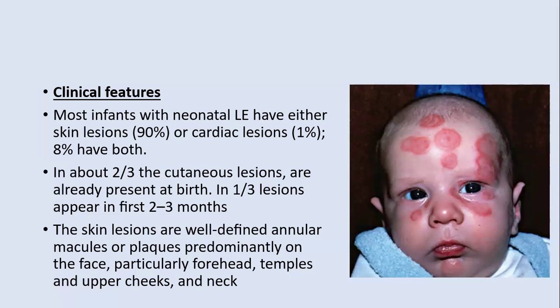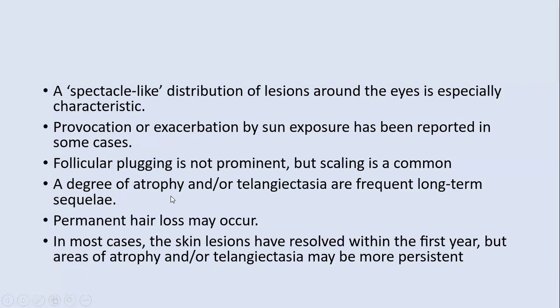In about 2 to 3% of cases, the cutaneous lesions are already present at birth, but in 1/3 of the patients, the lesions develop in the first 2 to 3 months. Skin lesions are well-defined annular macules or plaques, predominantly on the face, particularly on the forehead, temples, upper cheek, and neck.